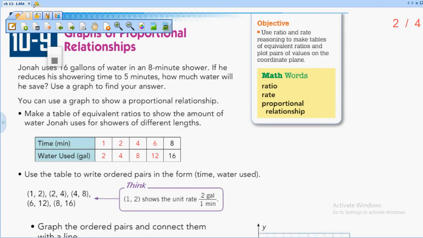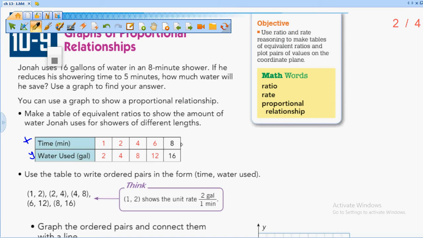In this lesson, again, I'm going to explain how to graph a proportional relationship. Look at this example here again. Suppose time here is x and water is y. Look, after 1 minute, water used 2 gallons. After 2 minutes, 4 gallons. After 4 minutes, 8 gallons. And after 6 minutes, 12 gallons. And after 8 minutes, 16 gallons.